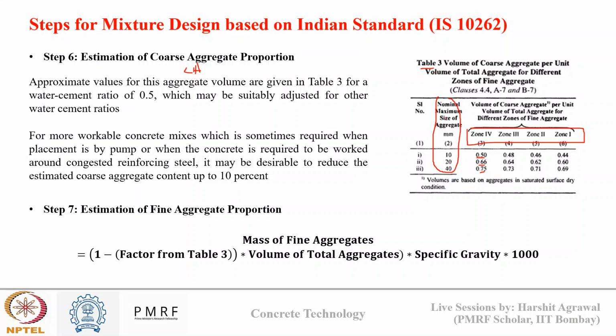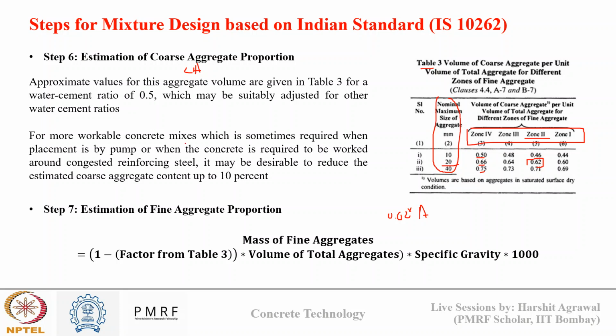Suppose I have a nominal maximum aggregate size of 20 and my fine aggregate is in zone 2. So code says 0.62 is the ratio. So of total aggregates, my 0.62 fraction should be coarse aggregate and the remaining fraction should be fine aggregate.